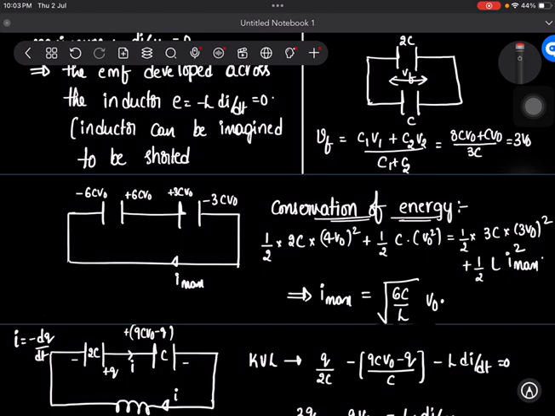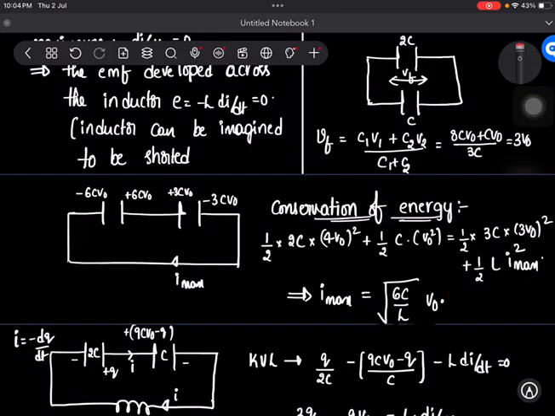So you can just see this equation. These are the initial energy stored in both the capacitors. This is the final energy stored in the capacitors, and this is the energy present in the magnetic field here. This is a simple equation. You can simplify it, and you will arrive at this expression for Imax, which will be your first question.